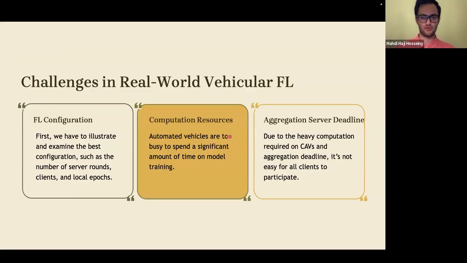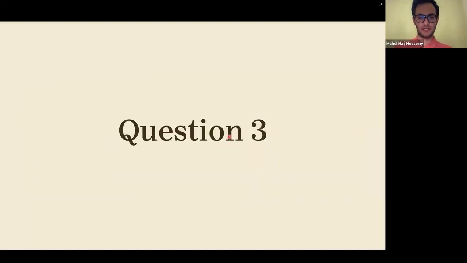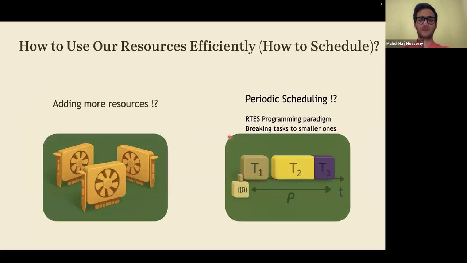So let me go to the second problem in the real world. The second main problem is that computation resources are limited. Automated vehicles are too busy to spend a significant amount of time on training a model locally. So in the real world, it's not possible to train a model whenever you want. I will explain it with a question: how do we use our resources efficiently, or the better question is how to schedule the tasks in our CAV to solve this problem?